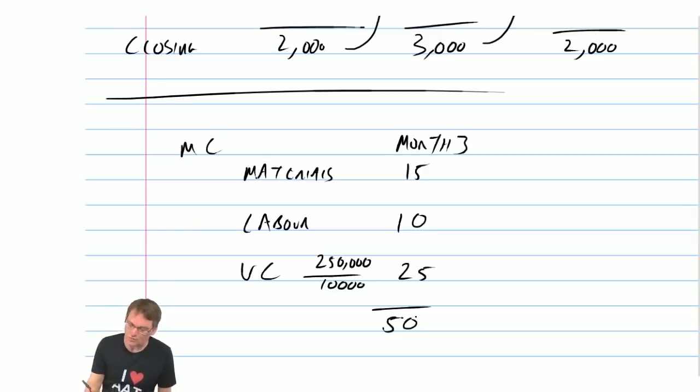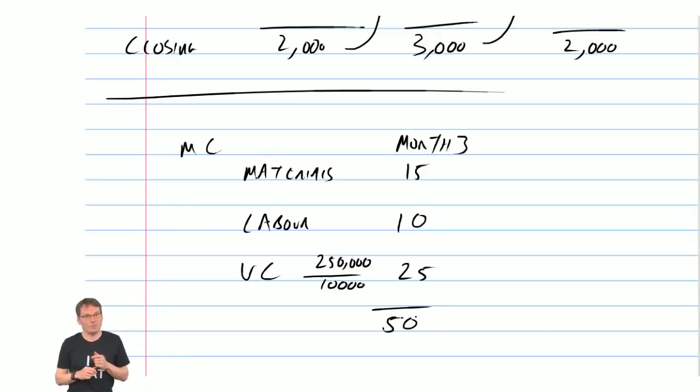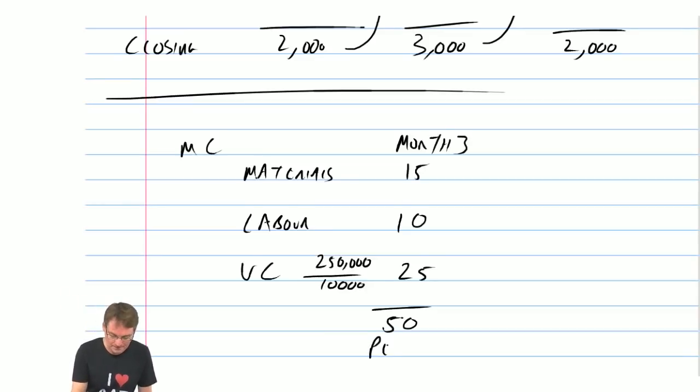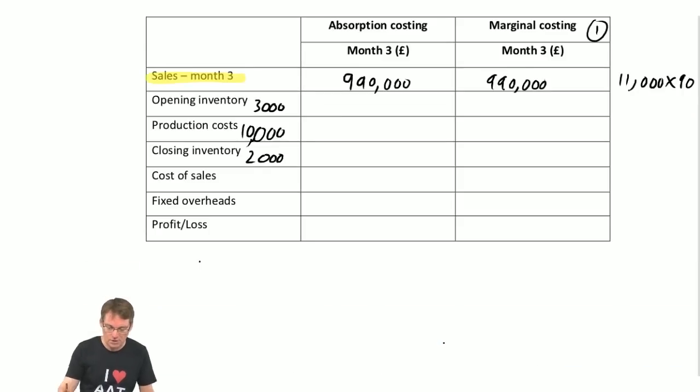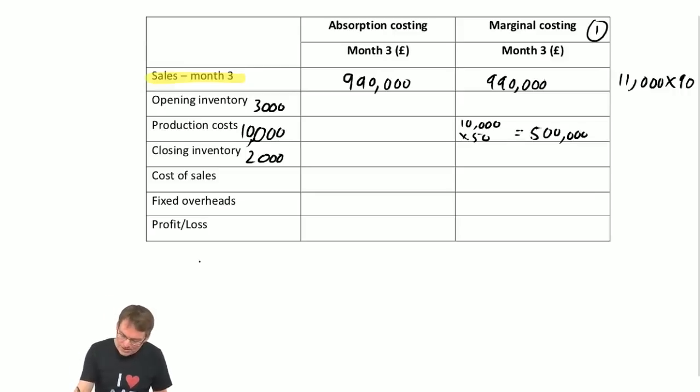So our cost of production in month 3, our variable cost, our marginal cost is £50 per unit. So my production costs will be 10,000 times 50, which will give me 500,000. My closing inventory will be 2,000 times 50.